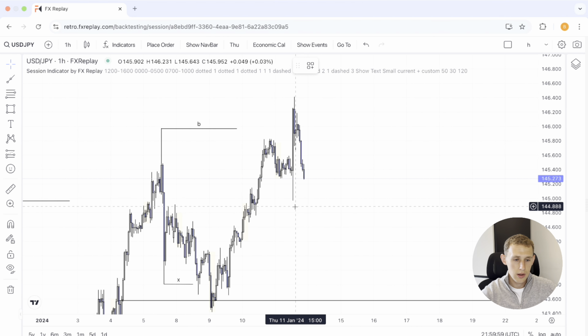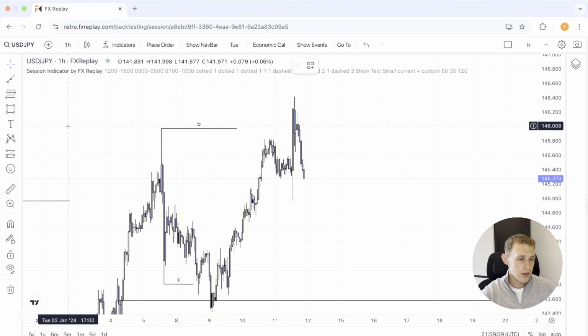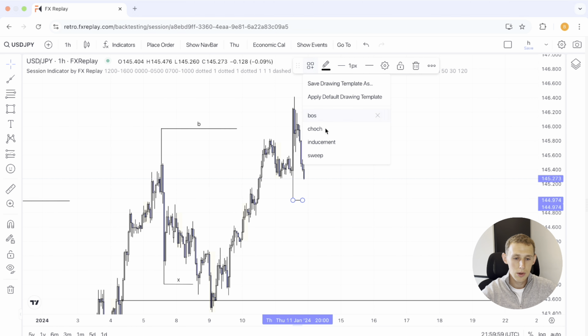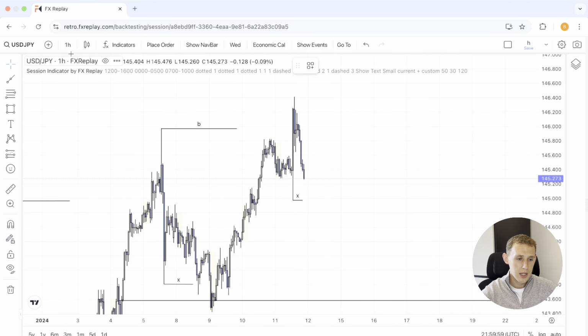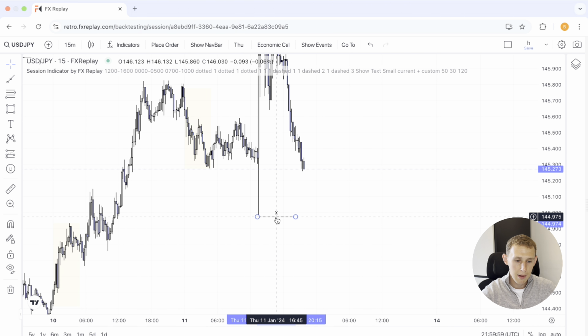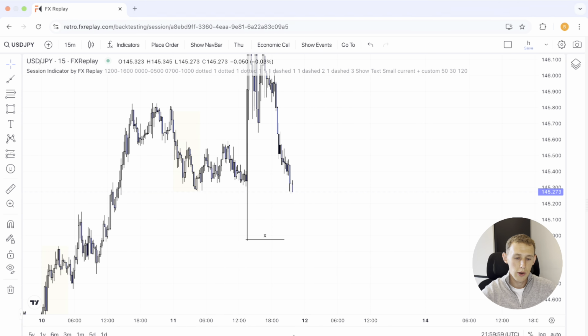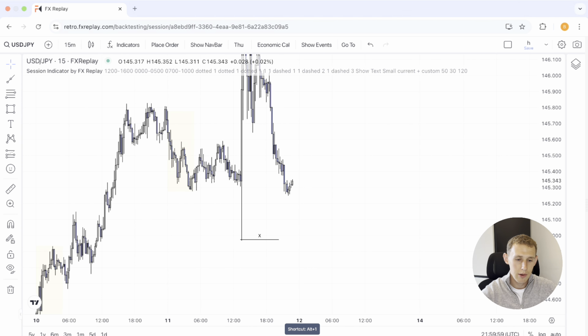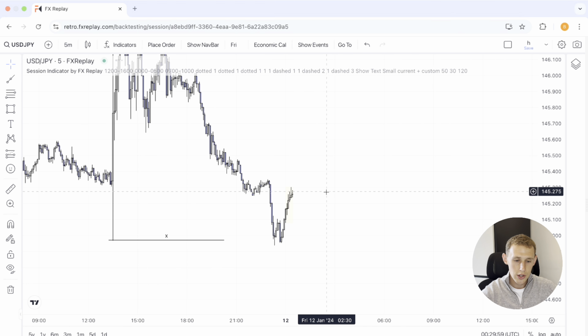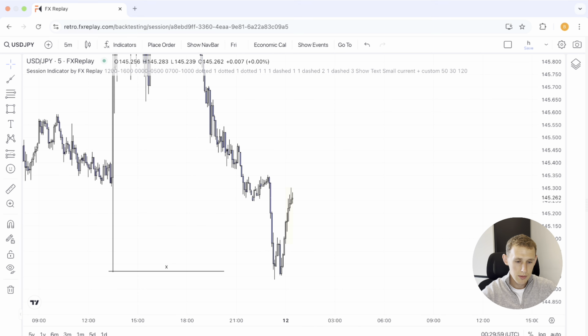Okay, so my idea for now would be to see if we can see price sweep this low. If that can happen, this would be the next POI that I would consider. I wouldn't want to buy above this wick though, because very often with a news wick like this, it gets taken out. Yeah, exactly like that. There we go. Price swept that liquidity. Notice the reaction that you're seeing as well.